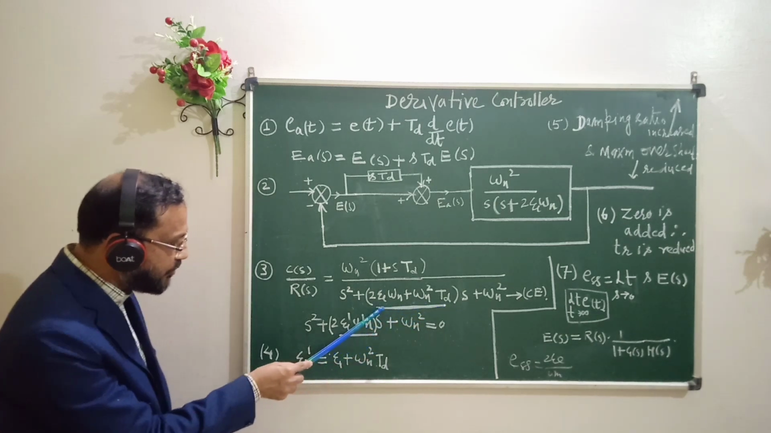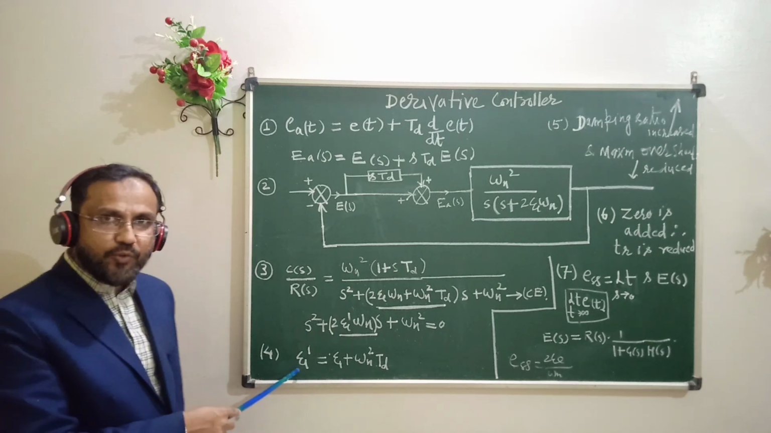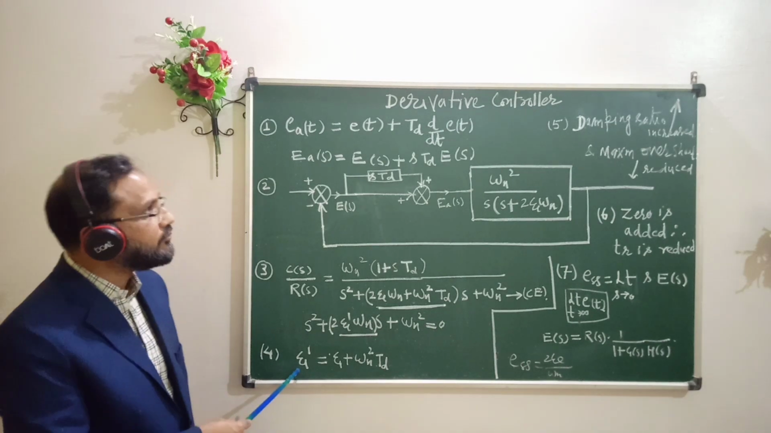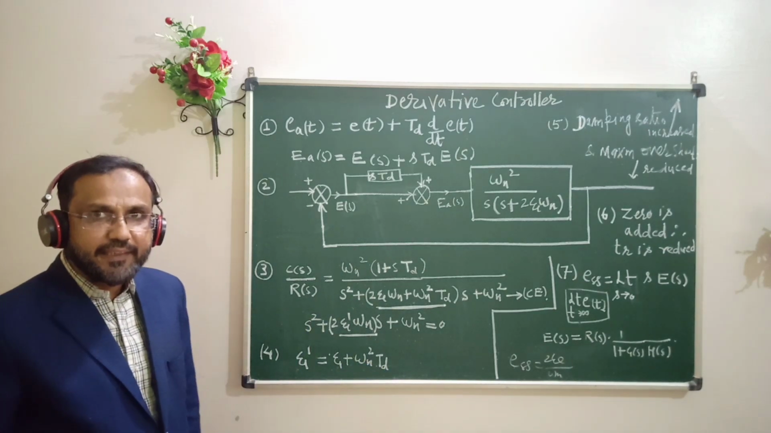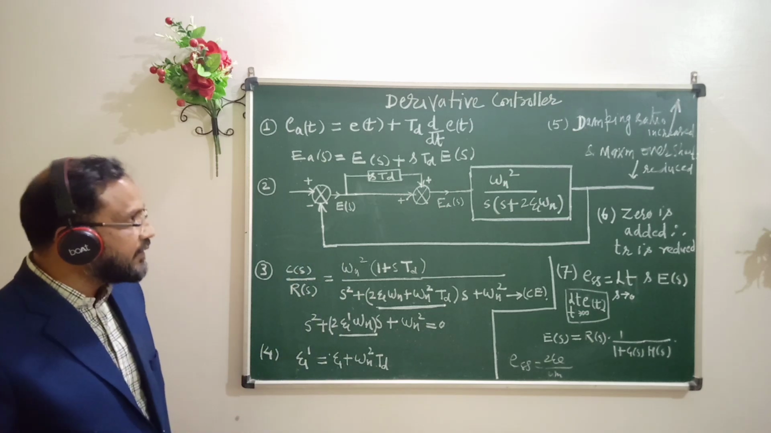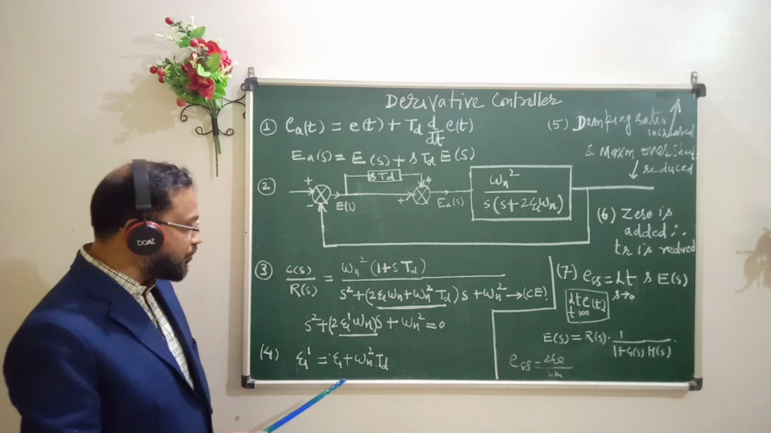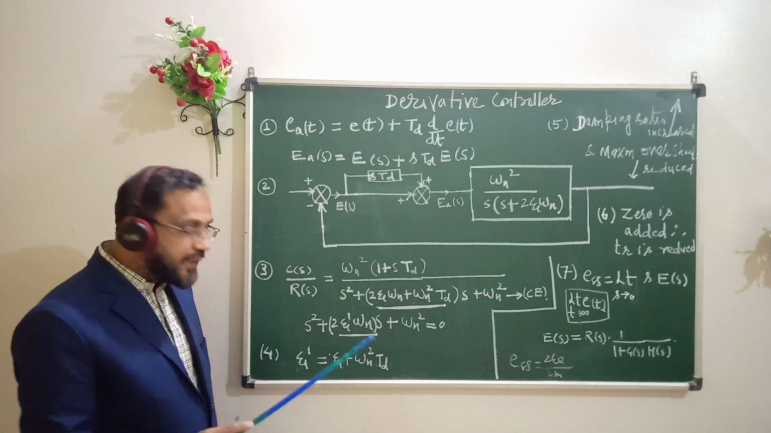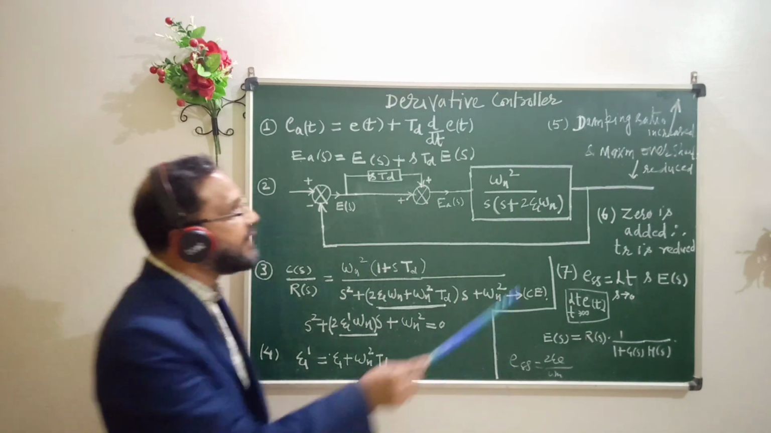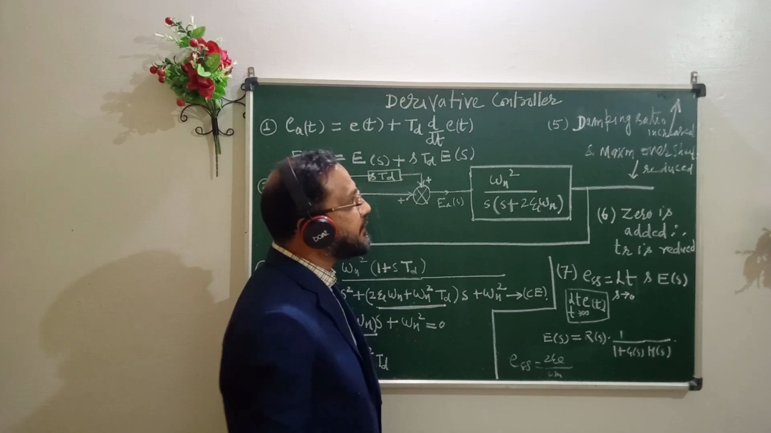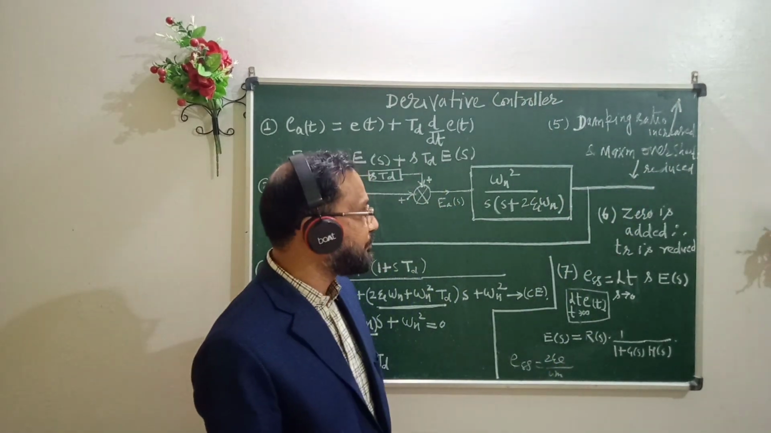The expression which I have underlined, you compare it to get the value of new damping ratio. That is zeta plus omega n square Td. And it is well clear to us that damping ratio is increased. Earlier damping ratio was only zeta, now new damping ratio is zeta plus omega n square Td. It means damping ratio is increased, therefore certainly maximum overshoot will reduce.